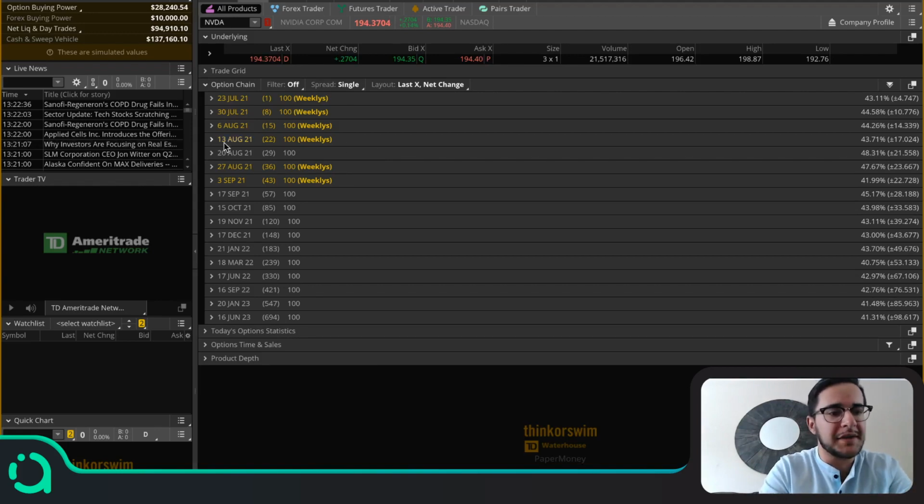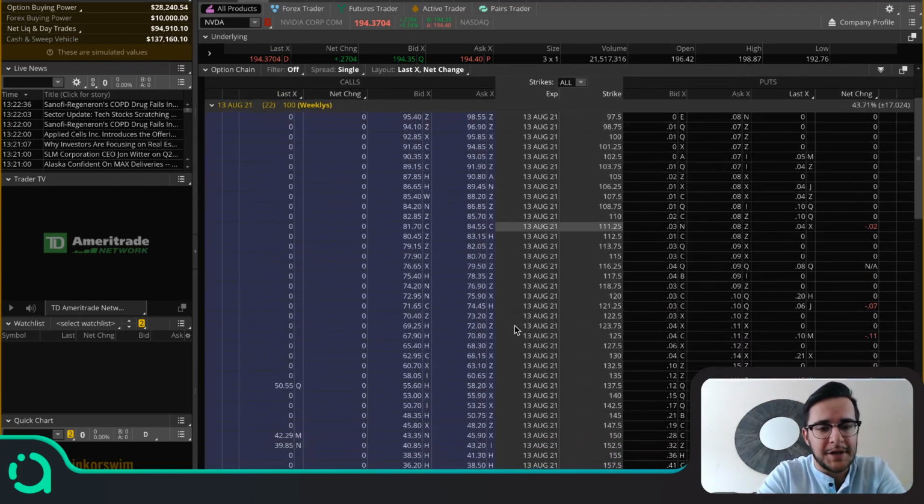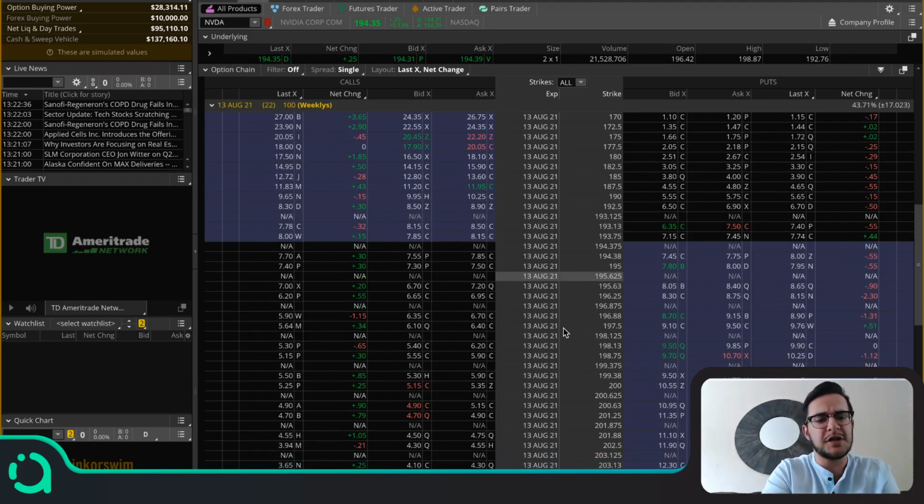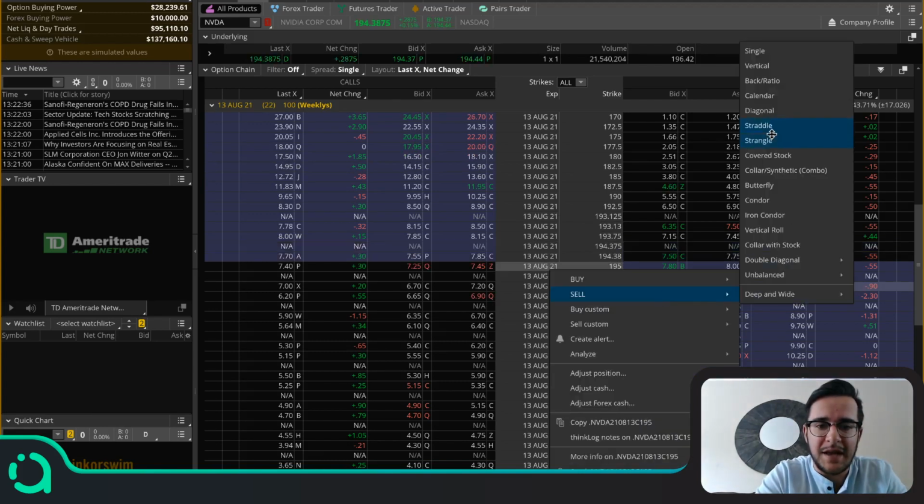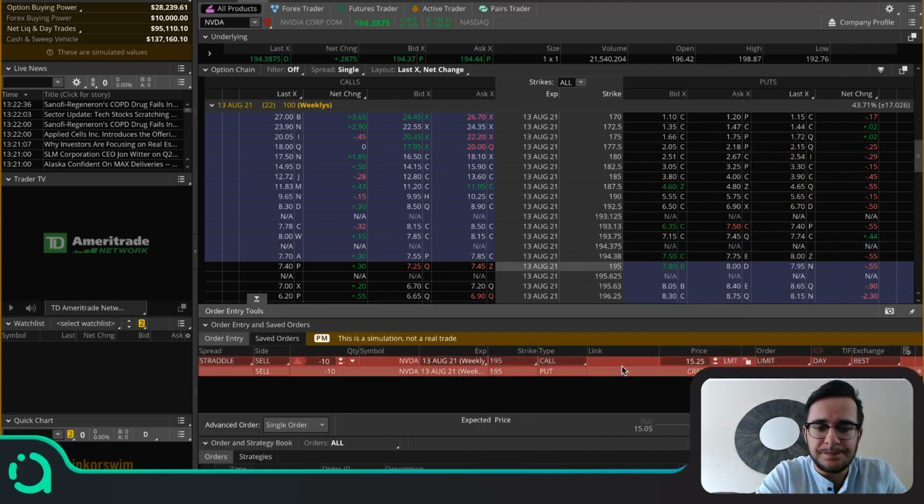So I'm going to look at this August 13th expiry here. And because I have no view on direction, I'm just going to come to the at the money strikes and structure out an at the money straddle. So the stock's trading at 194. So let's come over here to, let's call it the 195 strike. Right click, sell, straddle. And this should be the trade that we're putting on.